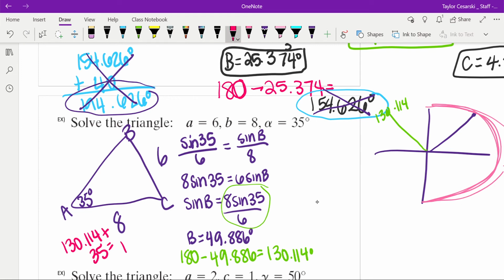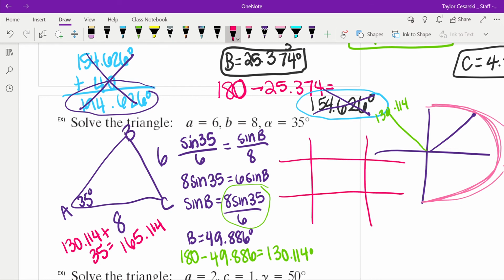It equals 165.114. Now since that's less than 180, both of these cases are going to work. So I need to take into account both of these triangles. And this is where you say, shoot, I have to do more work. Okay? So what I usually end up doing is I make a chart.